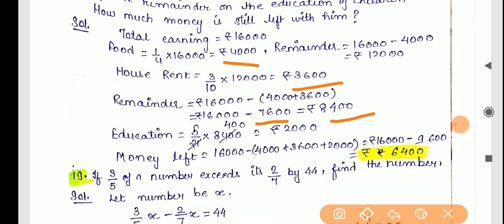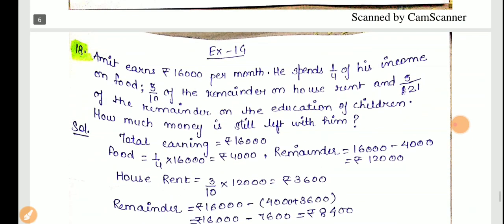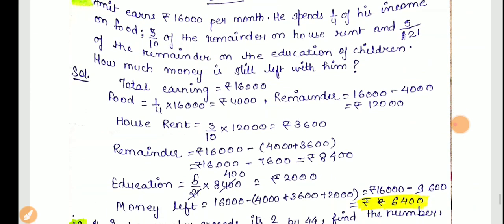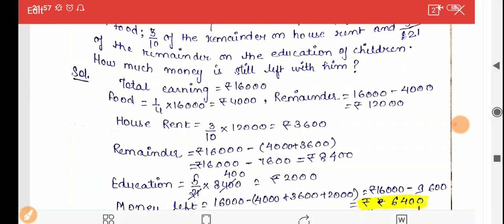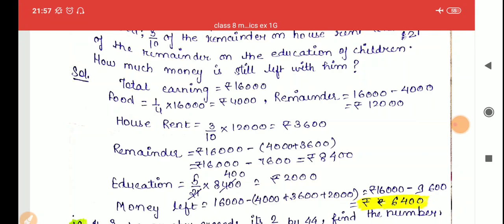8,400. Next is education. See, one more thing also, I'll tell you the pronunciation of education.